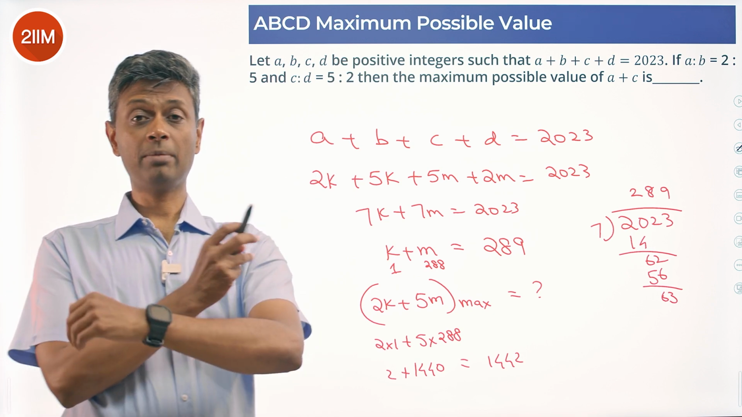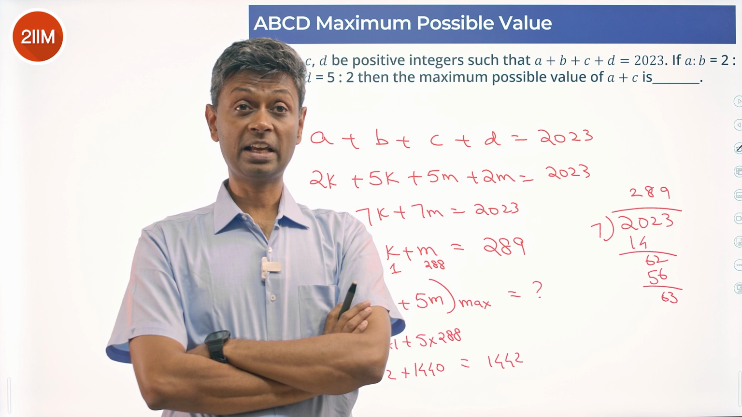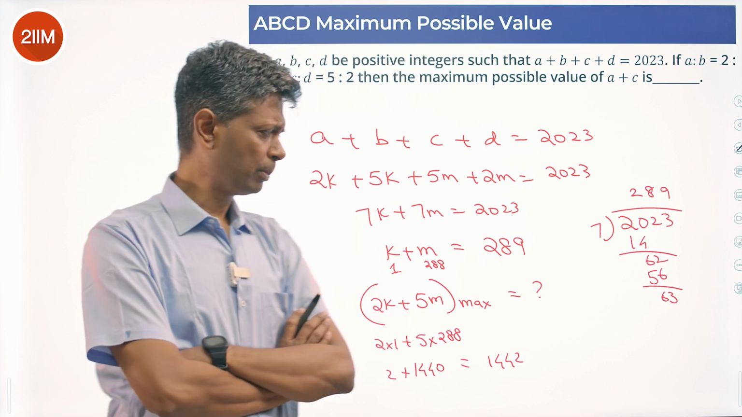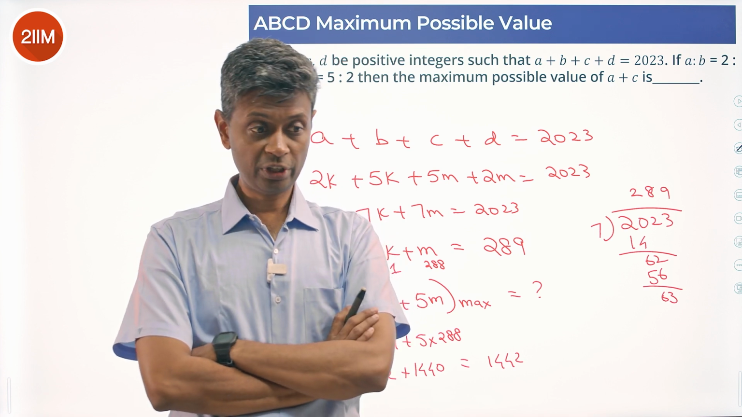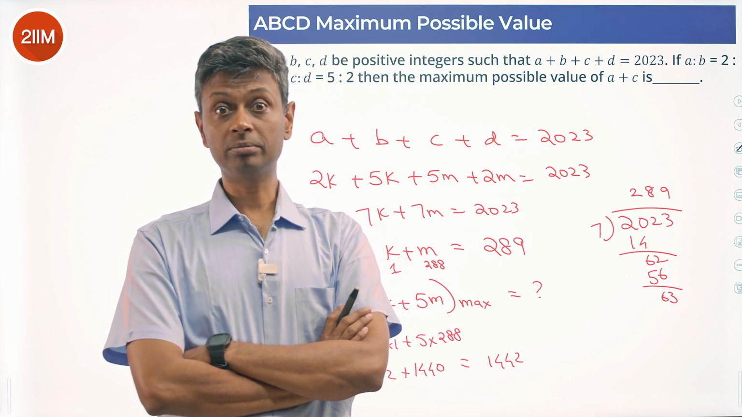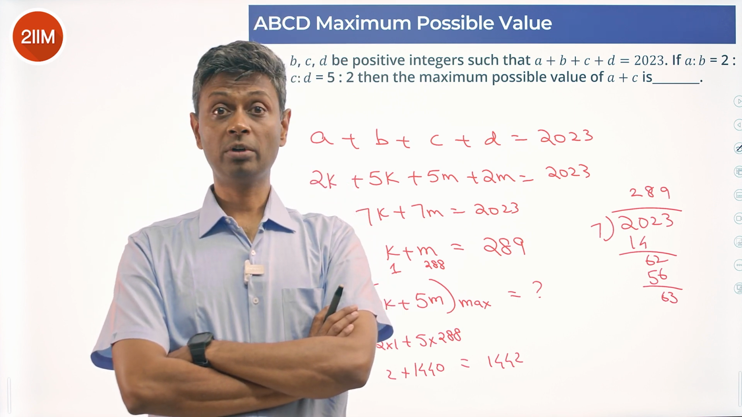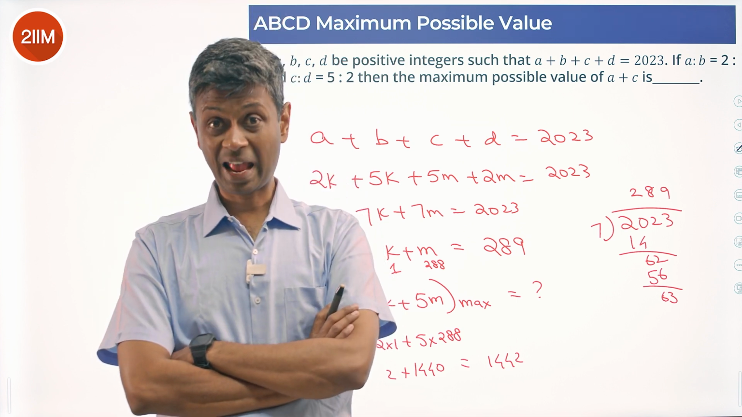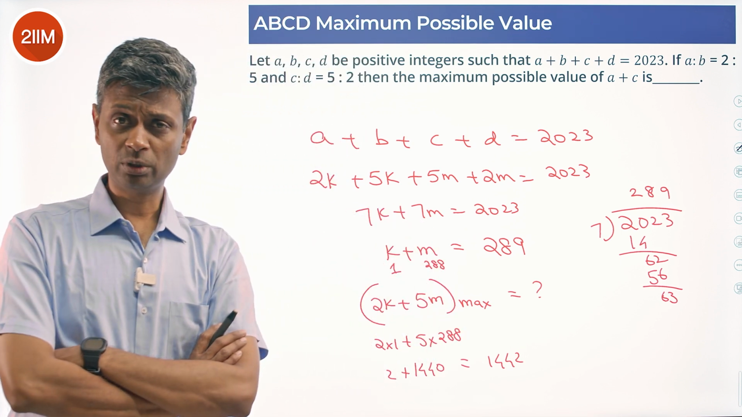Logically, if you think about it, K plus M is the constant. Higher K is, lower M will be. I want to maximize 2K plus 5M. M has the higher coefficient. If you take a value from K and put it into M, my 2K plus 5M will increase. If I take one more from K and put it into M, it will increase further. So I want it to be as high as possible. Quite simply, make M as high as possible, 288.